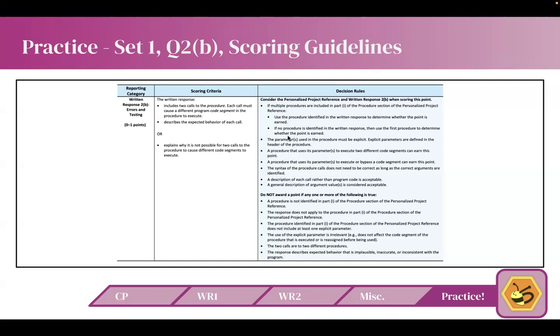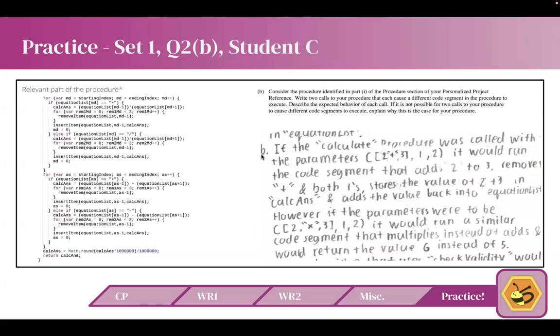Any questions with the scoring guidelines before we actually see the examples? All right. If my calls cause the same code segment to run, so I need to say why I don't need two calls. Yes. So if you can't write any two calls that allow different code segments to execute, then you need to explain why that's the case.